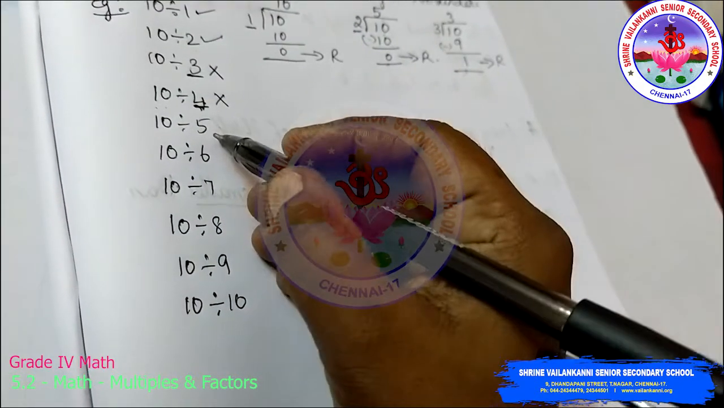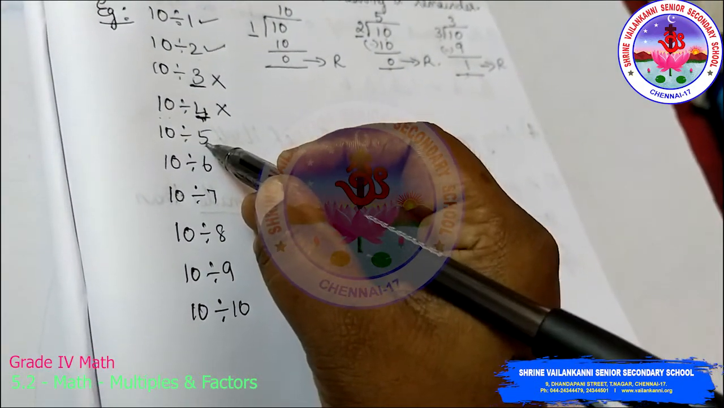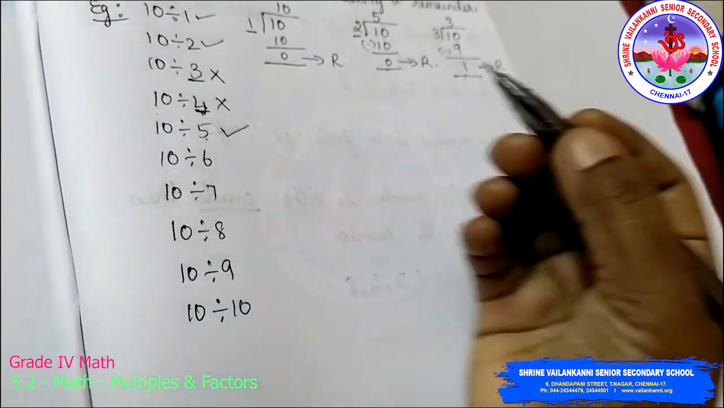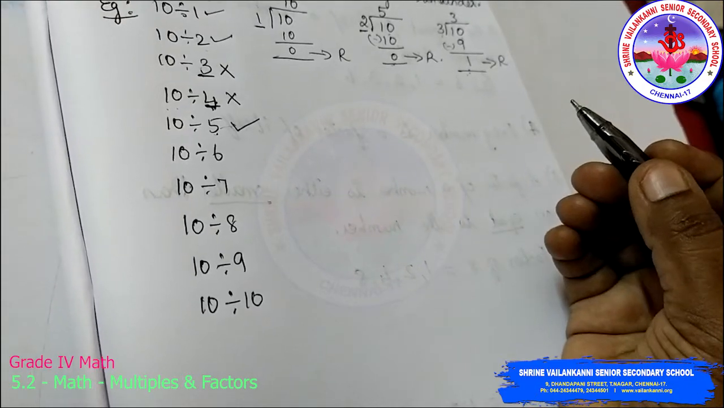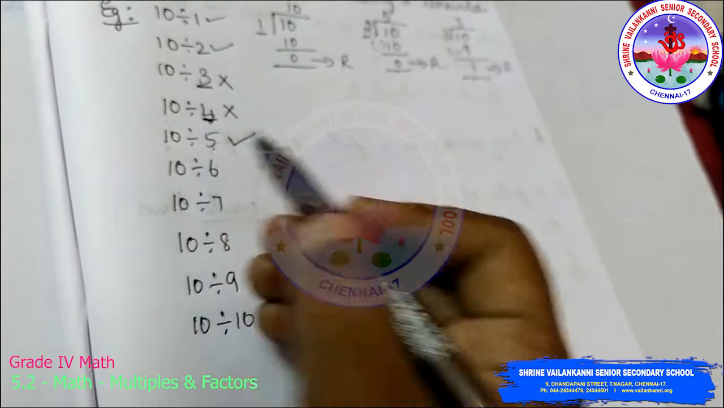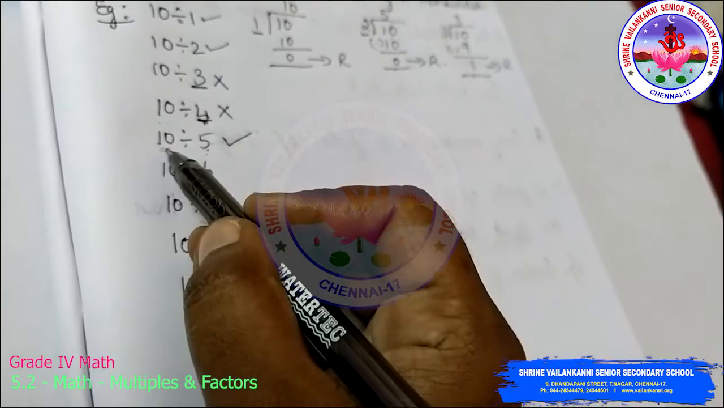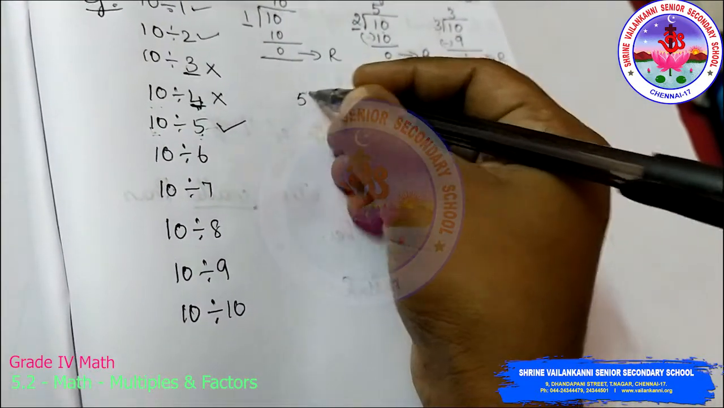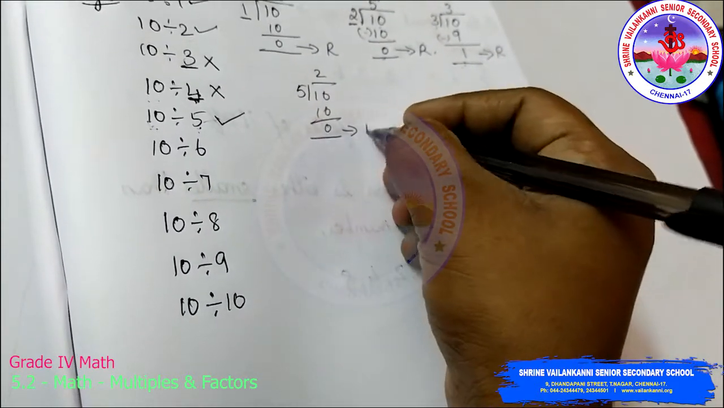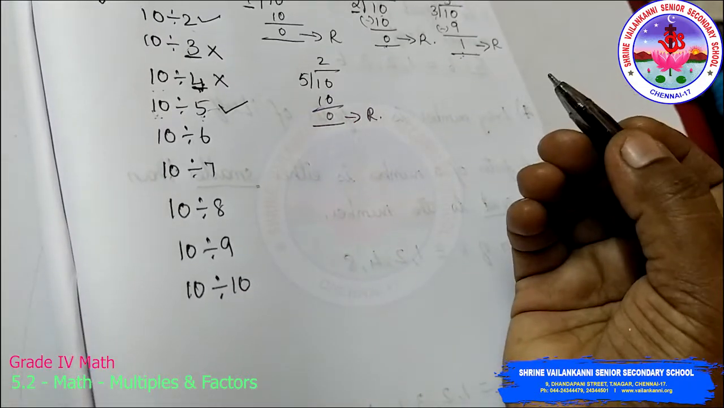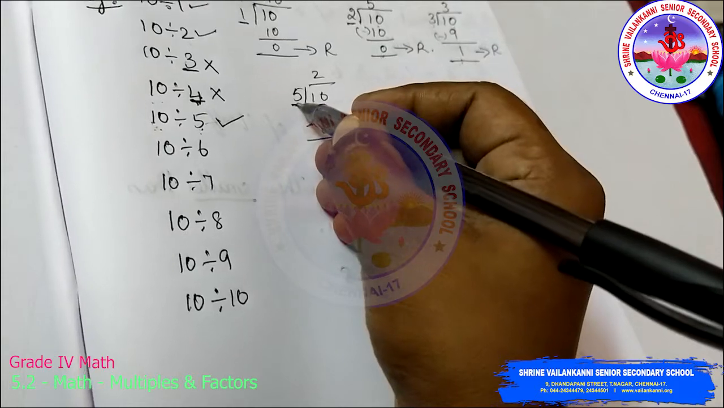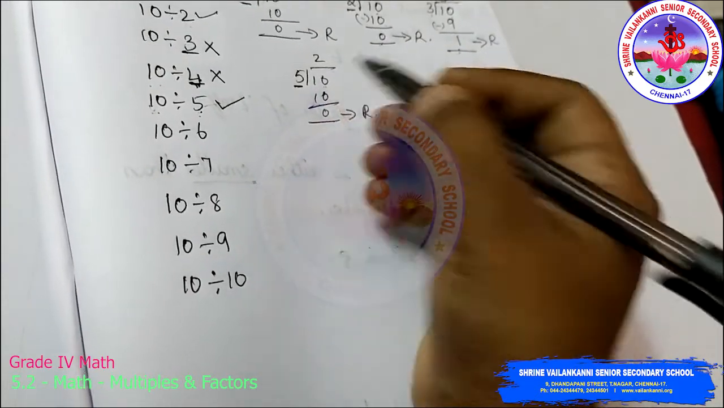Okay, next go to 5. How many times will you get 10 in the 5 table? 2 times. So 10 is divisible by 5. 5 2s are 10, which means if you divide, you will get a remainder of 0. So if you get 0, this divisor is a factor of the dividend 10.